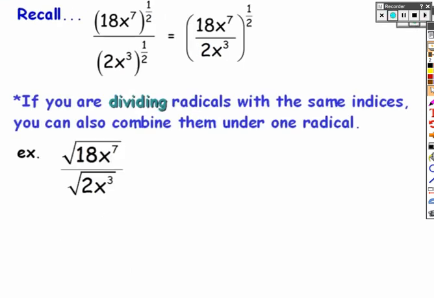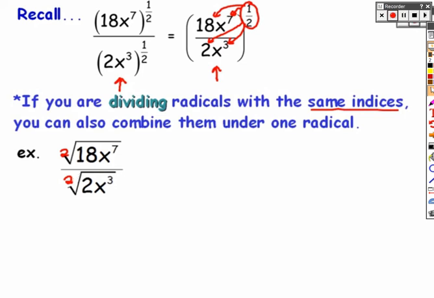Now recall from our study of exponents, if I have an exponent outside the parentheses, that exponent will go to every term inside the parentheses. So what I have on the right would actually be equivalent to what's on the left. And then if I look down at this example, if you're dividing radicals with the same indices, so same roots, this would be the square root, you can combine them under one radical, just like we looked at with multiplication.